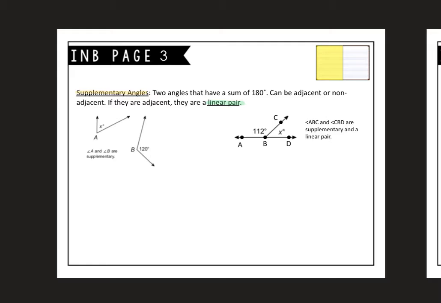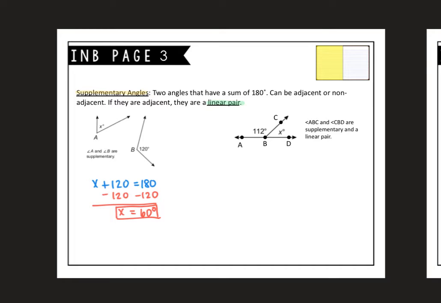Looking at these examples here, if angle A and angle B are supplementary, that means they have a sum of 180 degrees, meaning if we add them together, x plus 120 equals 180 degrees. We can then solve for x by subtracting 120. So x equals 60 degrees.